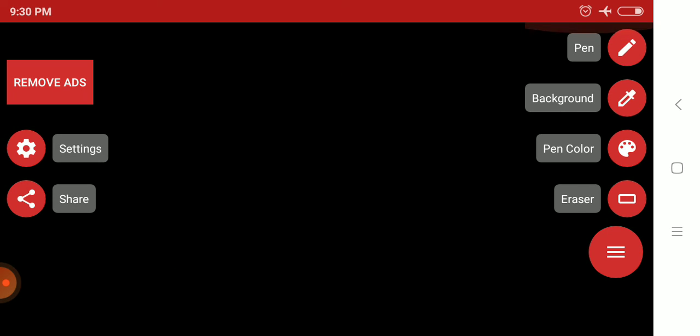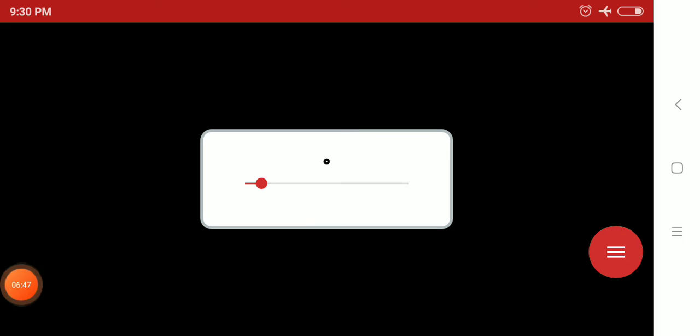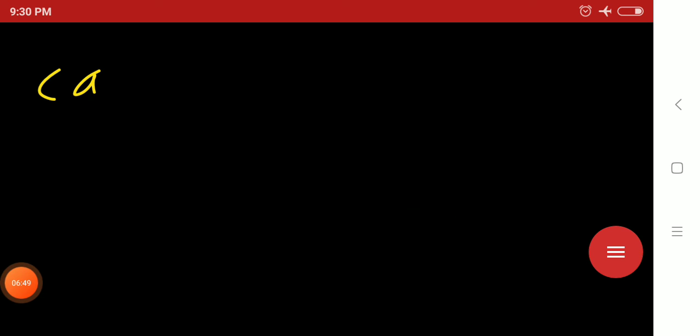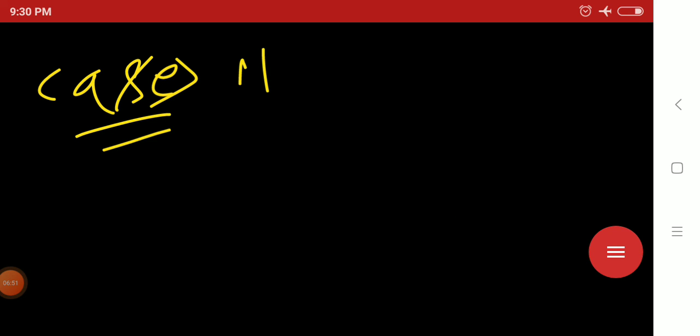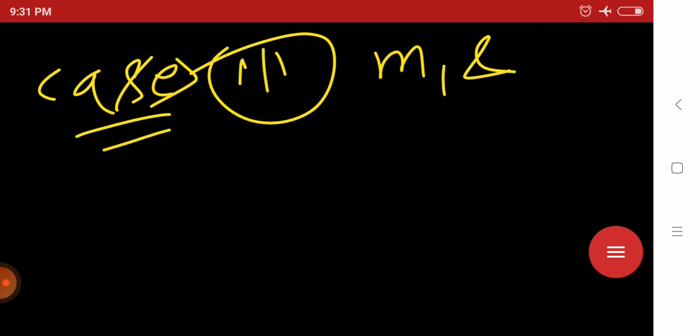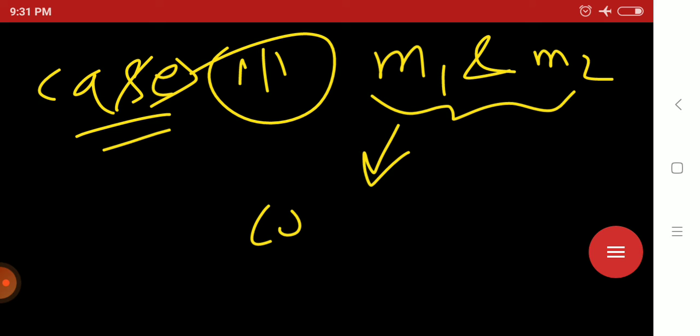So now the third case is coming. Case 3 is if m1 and m2 both are complex numbers.